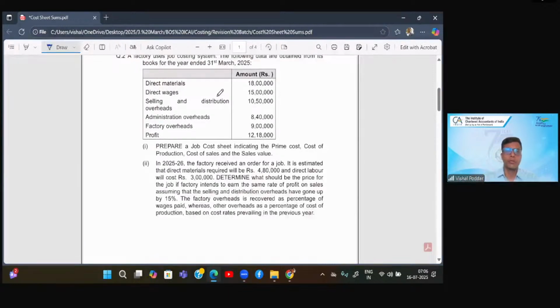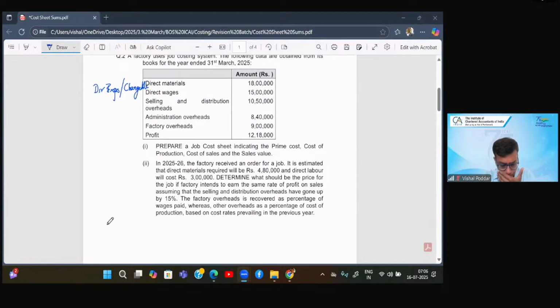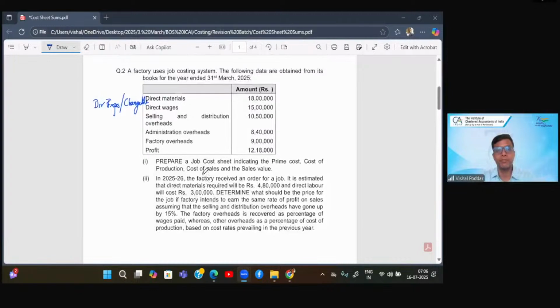Material, wages. Now there is one more component which may be given, that is direct expenses, also called chargeable expenses. Here it is not there because it is practically also not applicable in all cases. It may be applicable only in one of the cases. Okay. Now, besides that, the other components are, you are given the direct cost in the form of direct material, direct wages. Then you have within the overheads the selling, the administration, the factory, and you are given the profit component. Now, what is the requirement?